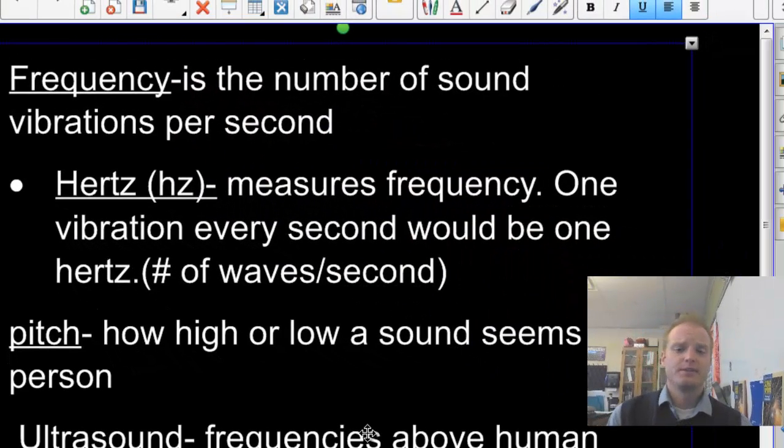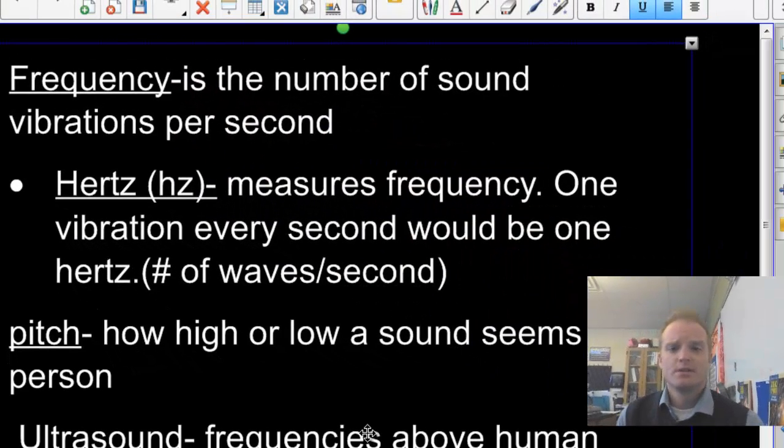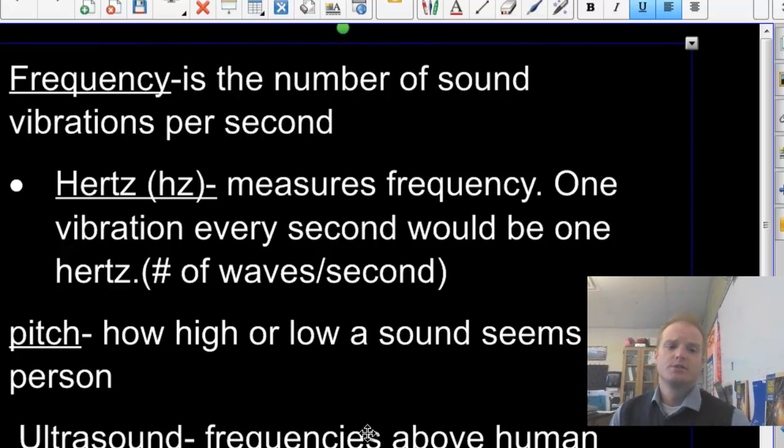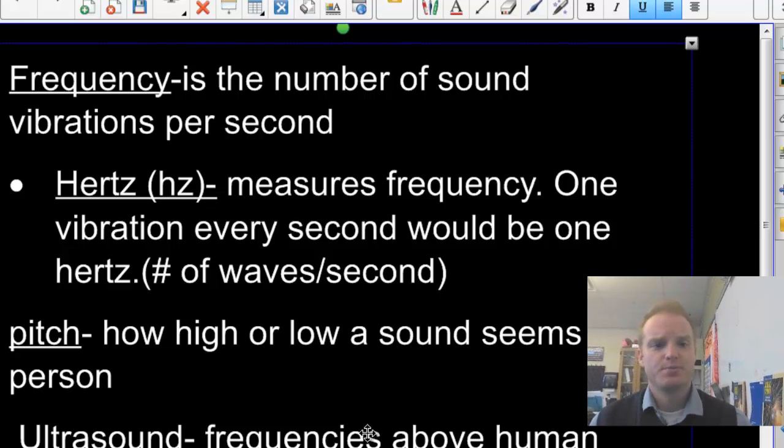And the other idea is not just how loud something is, but the pitch or the range of the frequency there, how high pitched or low pitched it is. So frequency, simply put, is the number of sound vibrations per second. How many waves are coming by you, how many sound waves are hitting your ear. And so we measure frequency in hertz. Hertz measures frequency. So 1 hertz would be 1 wave per second, 1 vibration per second.